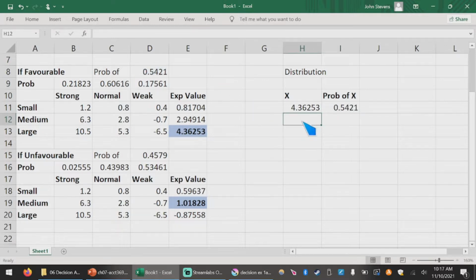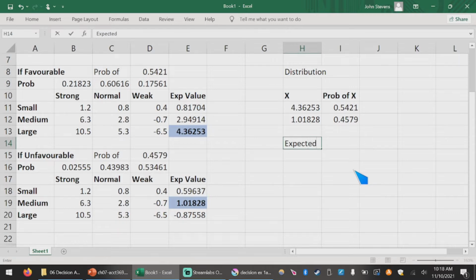The other thing that could happen is I could make an expected profit of 1.018-ish. That's the decision I'm going to make 45% of the time. Whenever it says unfavorable, I'm going to make that decision. So yes, 54% of the time I'm going to get 4.36-ish thousand on average. 45% of the time I'm going to get just over 1. So what am I actually going to get? Well, the expected value of these expected values.